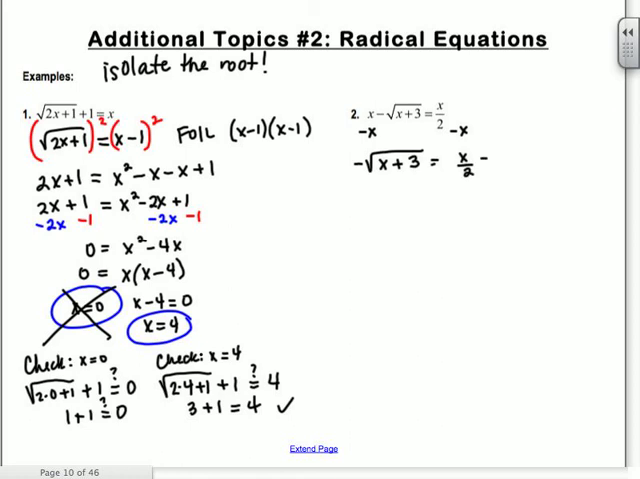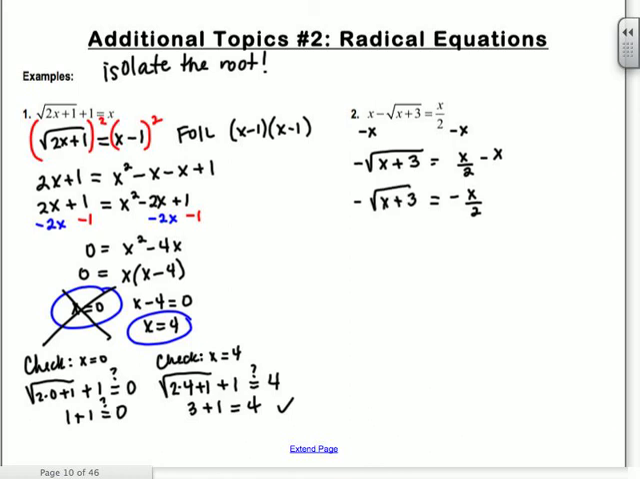Now I can actually combine those. X over 2 minus x. You can think of getting common denominators, like 2 over 2. So you'd have x minus 2x all over 2. So it's negative x over 2. Does that make sense? You could also think of 1/2 x minus 1x is negative 1/2 x, right? So it's negative x over 2 when you combine them equals negative square root of x plus 3.